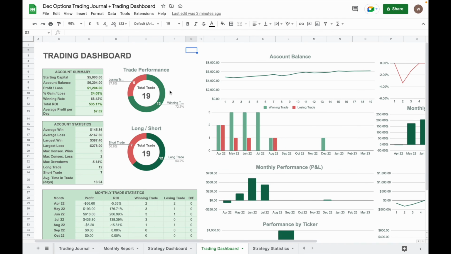As a conclusion, I think that a trading journal with a trading dashboard like this one is very important for a trader who wants to keep track of their trading activities and review the trades in order to improve their trading performance and achieve their trading goals.